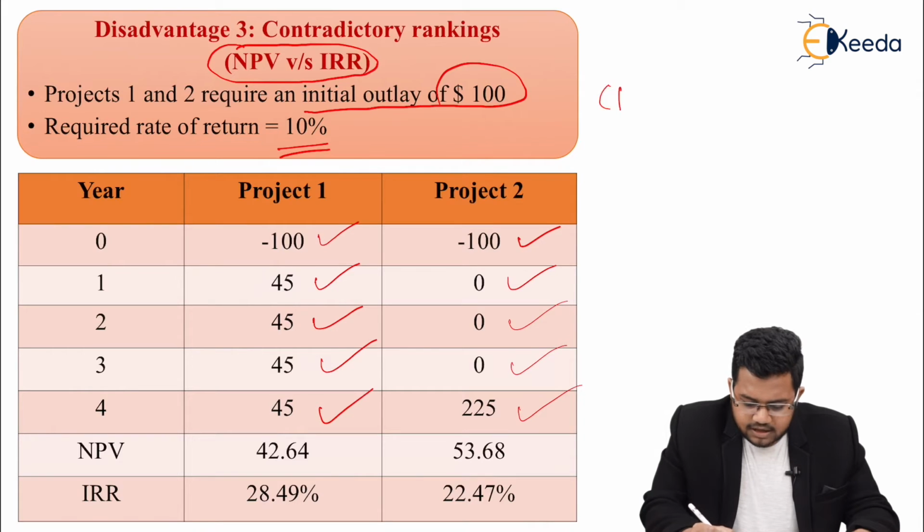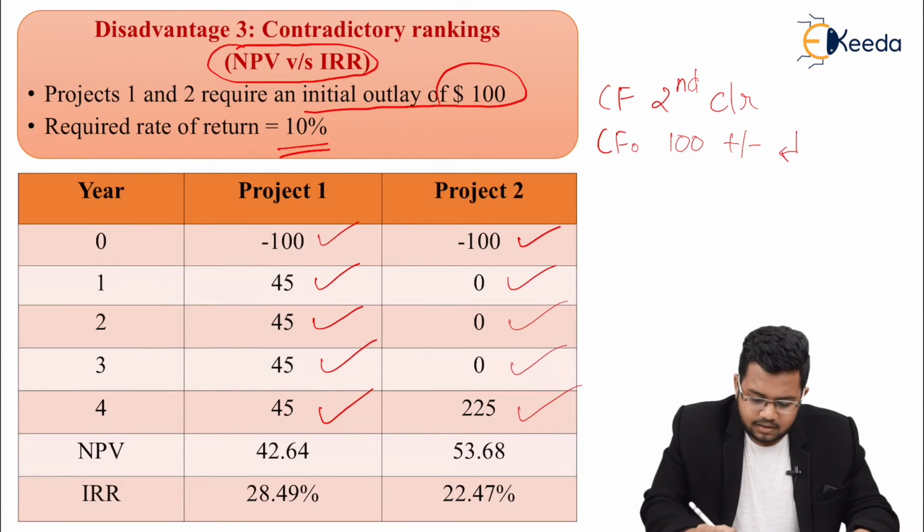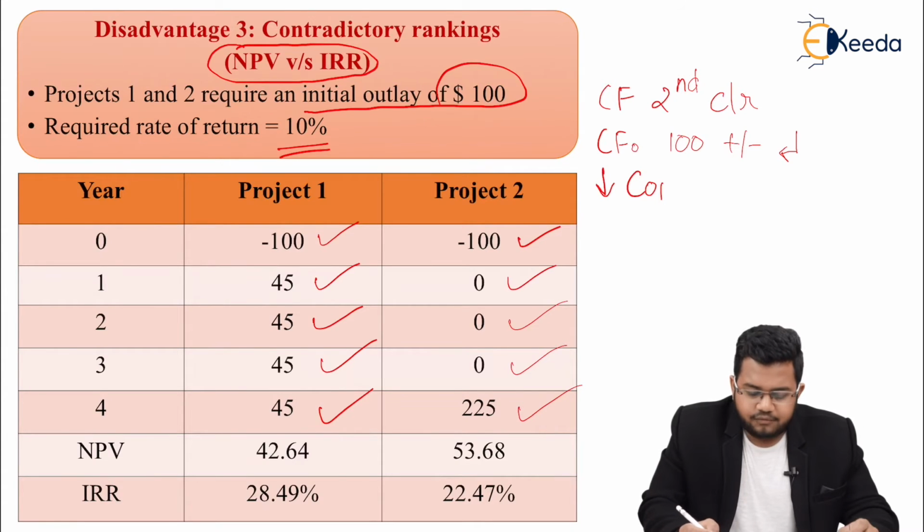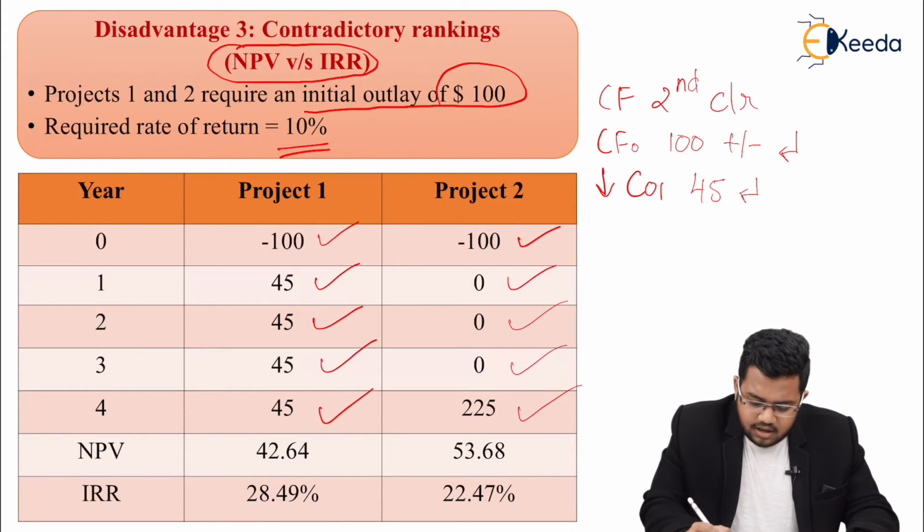Start always with cash flow. Second, clear work. Now you enter CF0. So CF0 100 plus minus sign because I am making it negative, and then enter. Then go down, it asks for C01. Now we are in the first project. So for the first project, C01 is 45. Enter. Positive 45. Then I go down.